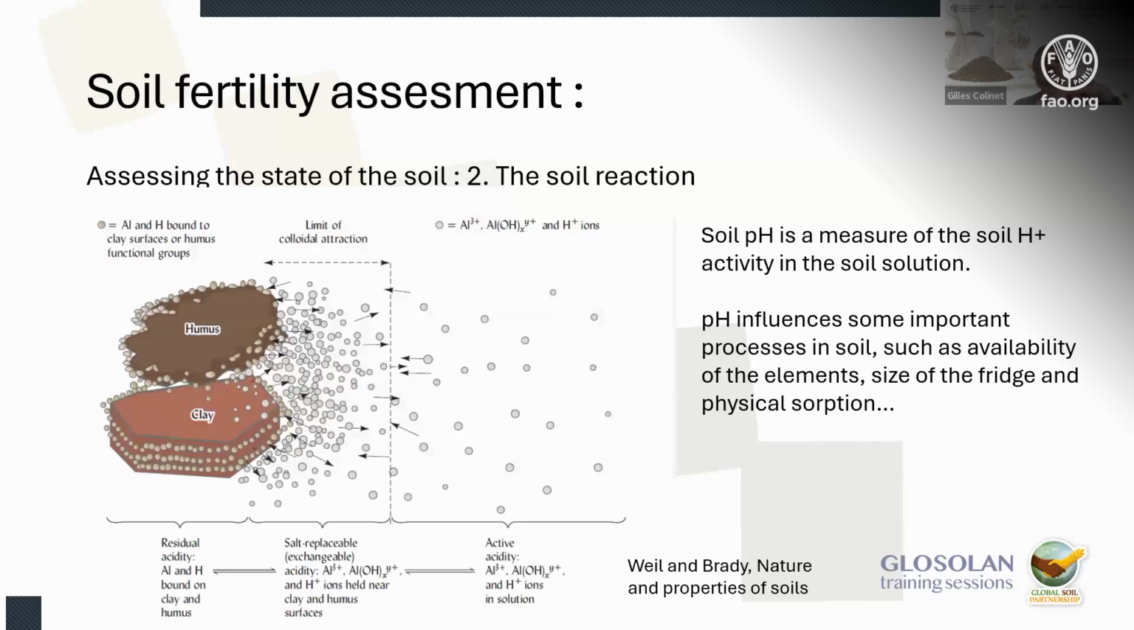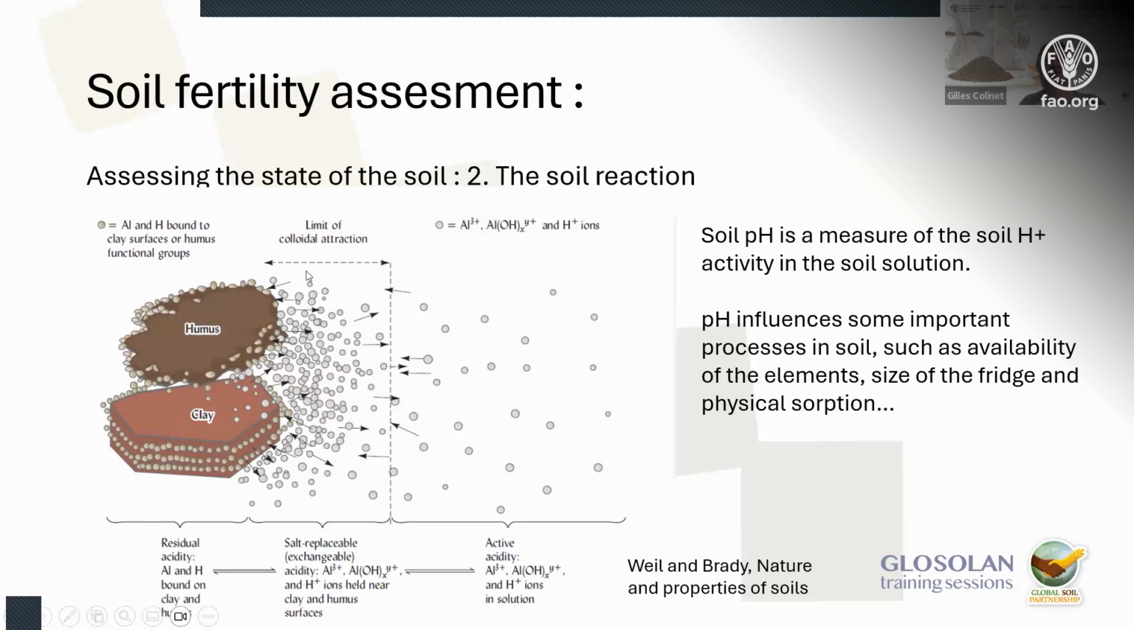Usually, we measure pH by mixing the soil with water, and you have water extractable acidity, and so you measure the activity of the protons in the soil solution. But you can also measure a part of the exchangeable acidity, which is a parameter that is more stable through time.